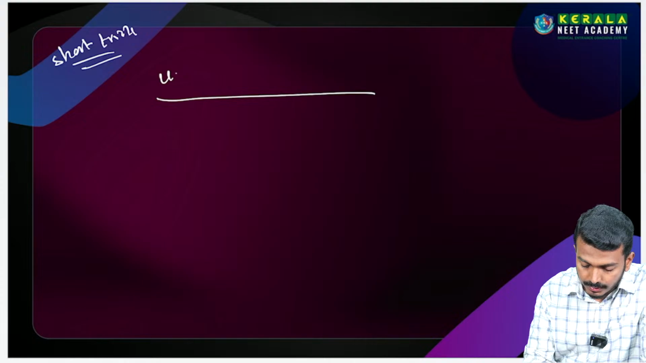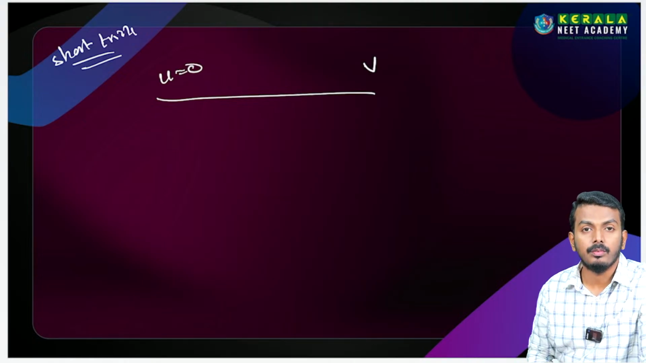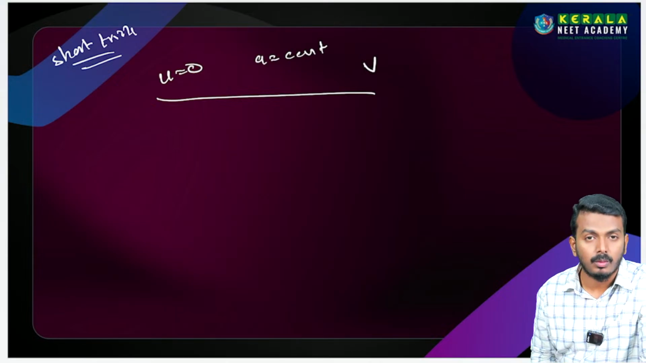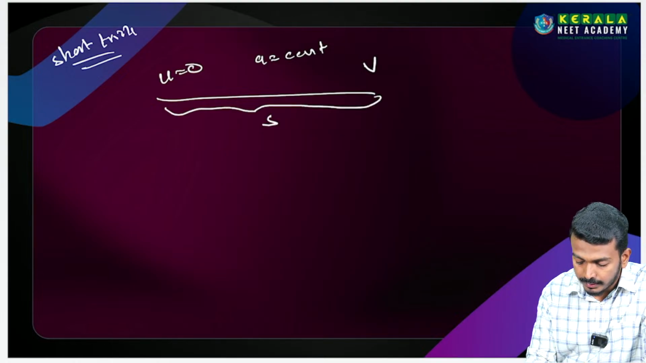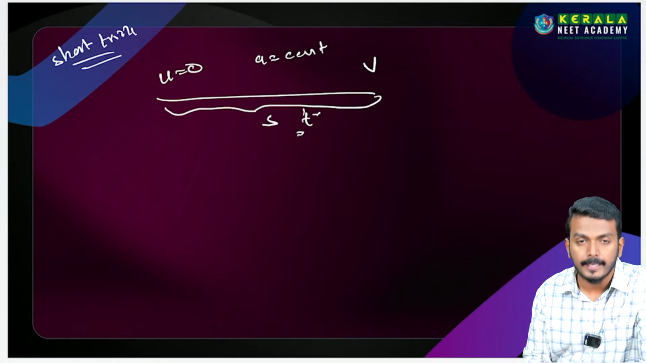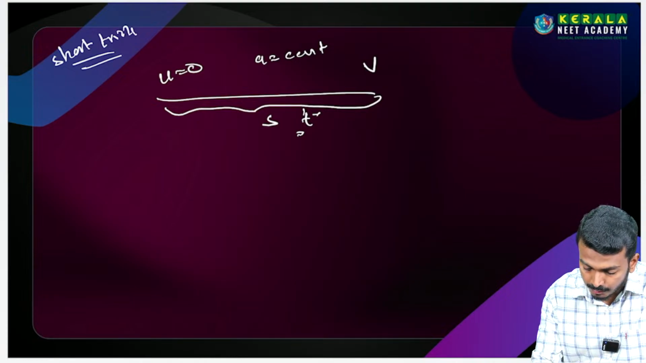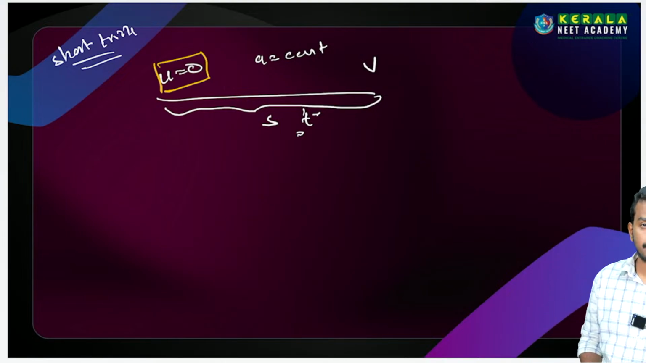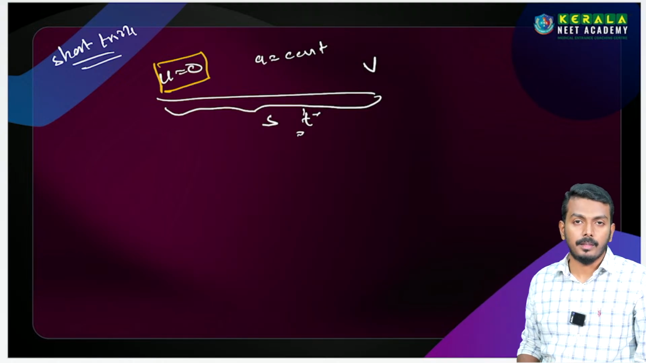First, what is the initial velocity of the body? 0. At the same time the body has a final velocity, and the body moves with constant acceleration. What is the total distance traveled by the body? S. What is the time taken? T. The important concept is that the initial velocity of the body is 0, and then this shortcut can be applied.